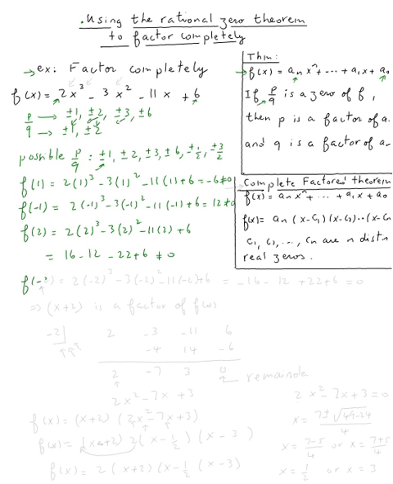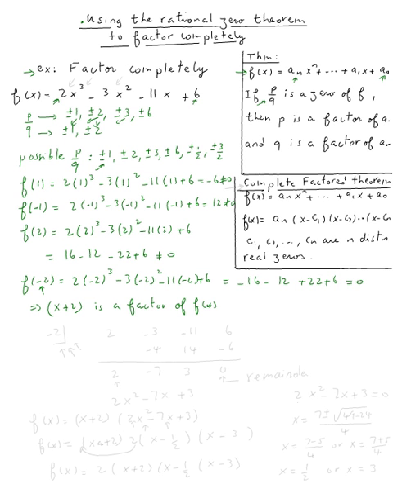F of negative 2. F of negative 2 is 2 times negative 2 cubed minus 3 times negative 2 squared minus 11 times negative 2 plus 6. That would be equal minus 16 minus 12 plus 22 plus 6, and that's a 0. So now we know that x minus c is a factor. In other words, x minus minus 2, which is x plus 2, is a factor of f of x. Since it's a factor, we can divide by x plus 2 and we're going to get a 0.